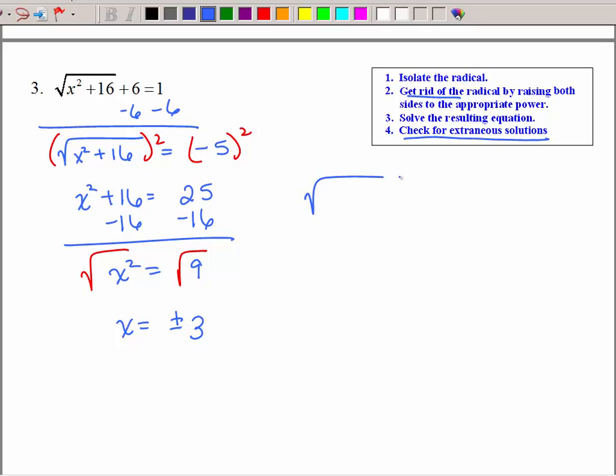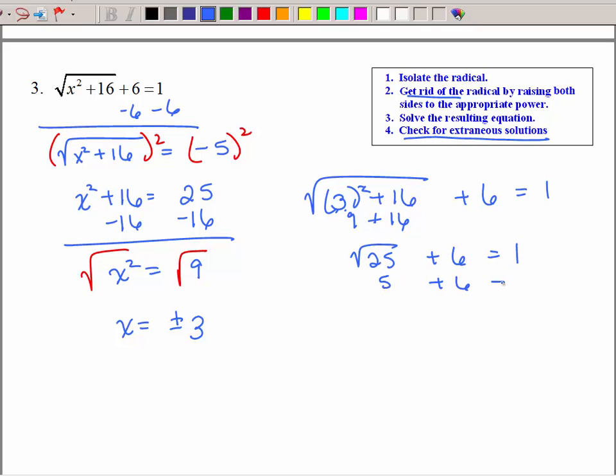All right, so I'm going to check one at a time. So I have 3 squared plus 16 plus 6 equals 1. That's 9 plus 16, that's 25. Well, you should know that that's 5 plus 6, and that is not 1. So positive 3 does not work. Well, what about negative 3? If I stick in negative 3, I'm still going to get 9. I'm still going to get exactly the same thing. So neither one of those answers work.